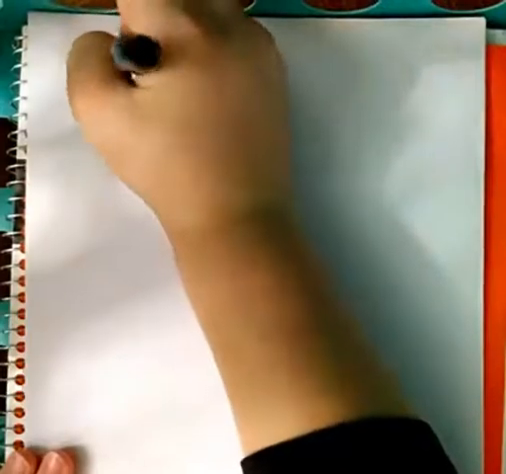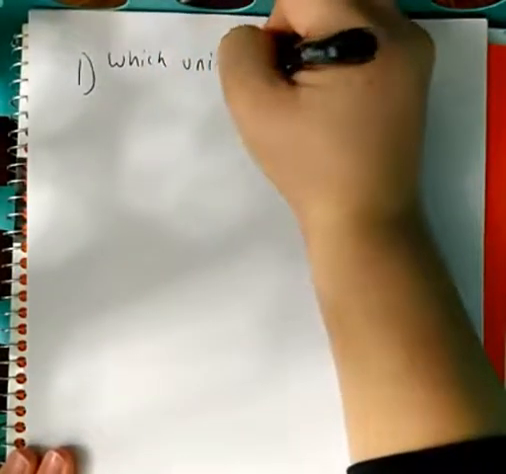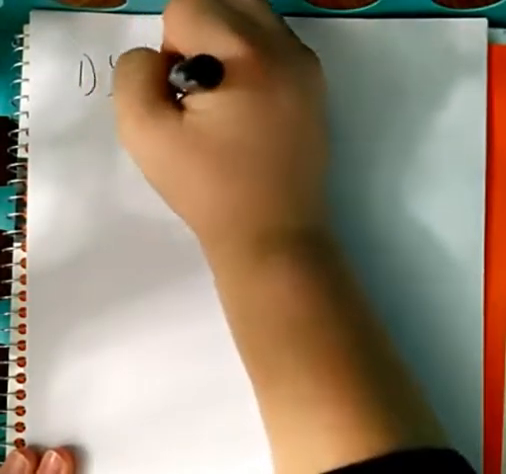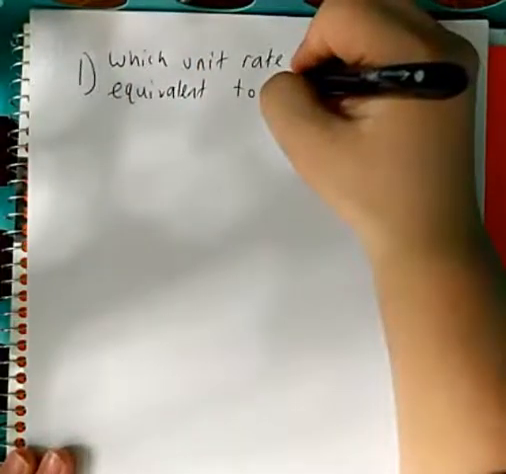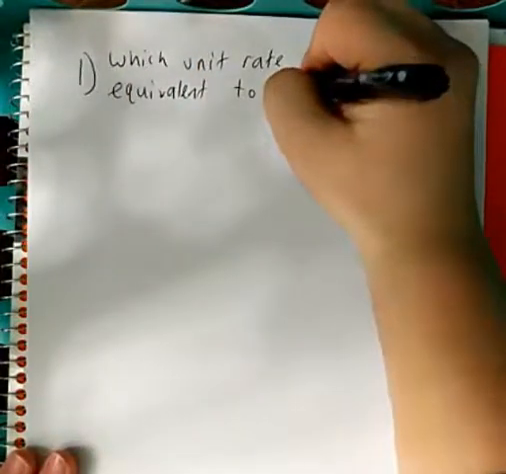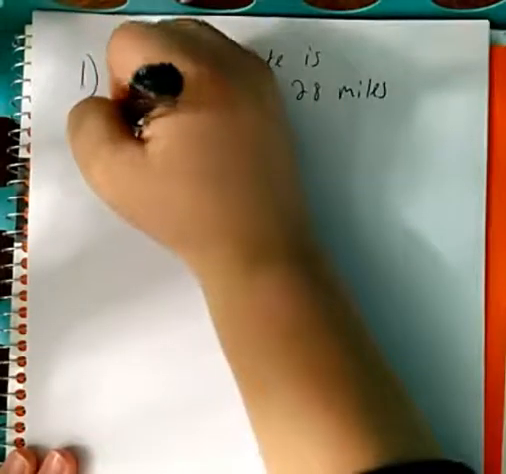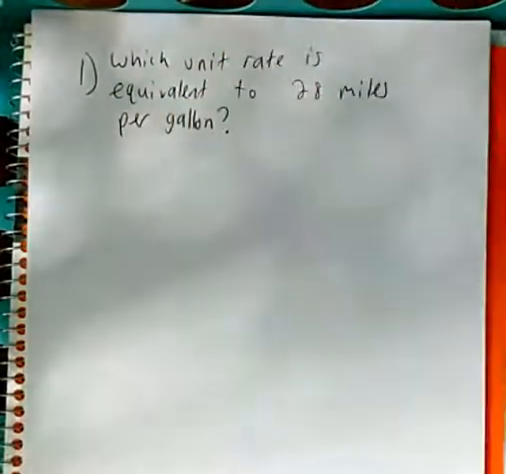So number 1 says which unit rate is equivalent to, let's do 28 miles per gallon. And then it gives us 4 answer choices.